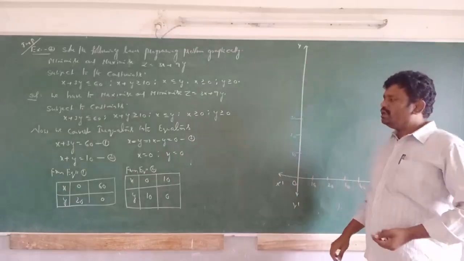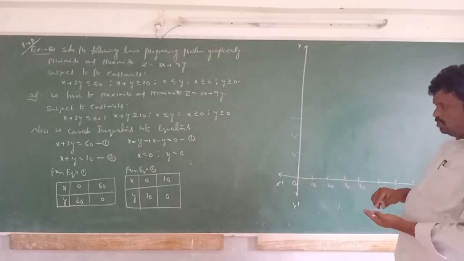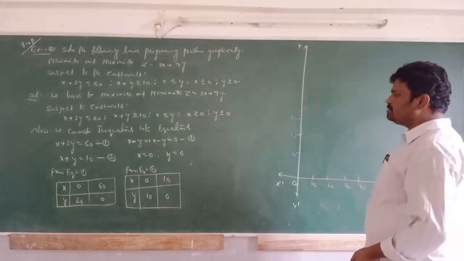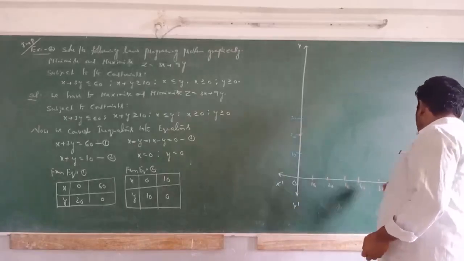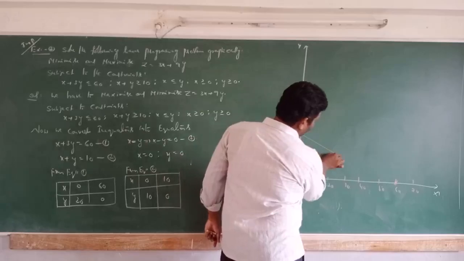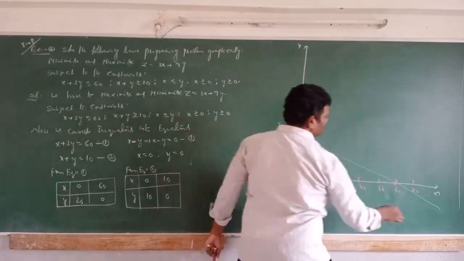Now what do we draw here? The first inequality, x plus 3y is equal to 60. For x plus 3y is equal to 60, when x is 0, y is equal to 20. And for the other point, when y is equal to 0, x is this value, 60. Now we draw the graph line. So this is the line equation for the first inequality.